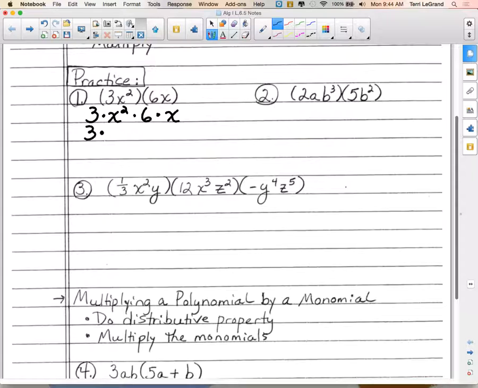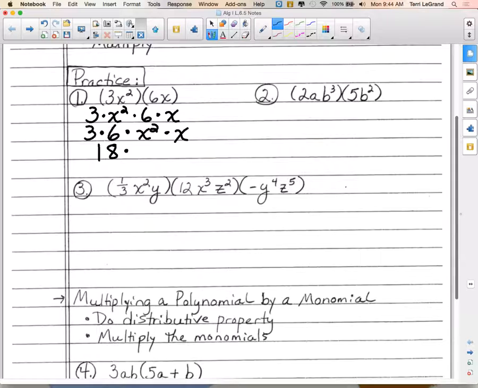So the 3 and the 6 can be multiplied times each other. The x squared and the x can be multiplied times each other. We're not adding, we're not subtracting now, we're not really looking for like terms to add or subtract, but we're looking for factors that can actually be multiplied by each other. So 3 times 6 is 18. And x squared times x, can we do that? Yes.